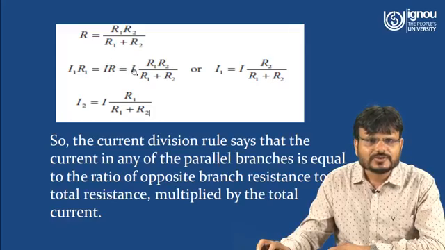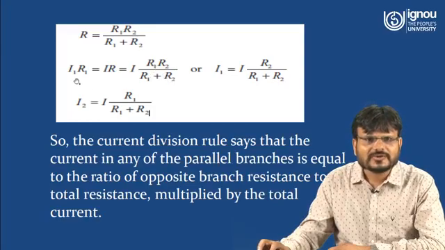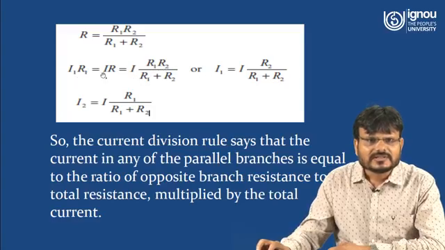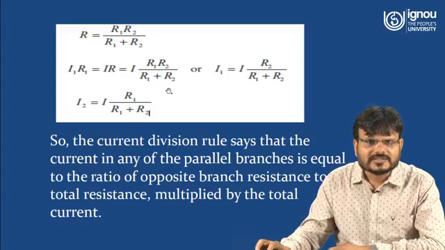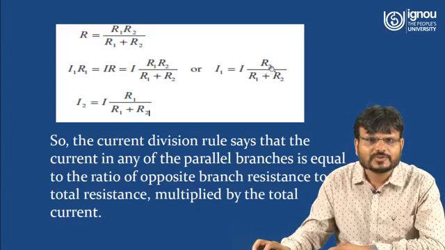So this is equal to I into R1 upon R2, R1 into R2 upon R1 plus R2. So I1 can be written as I1 equal to what? This R1 will be divided by this total numerator. So I1 is equal to I into R2 upon R1 plus R2.